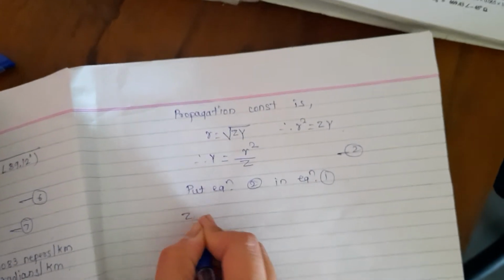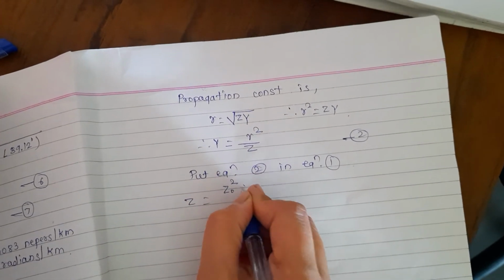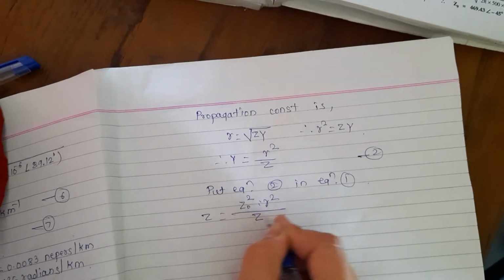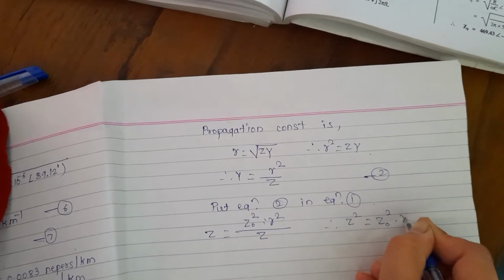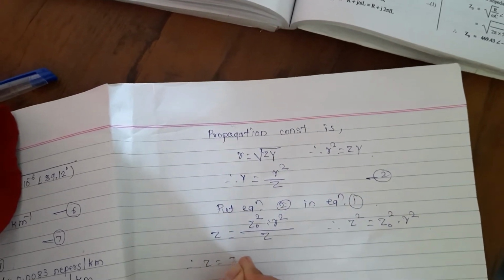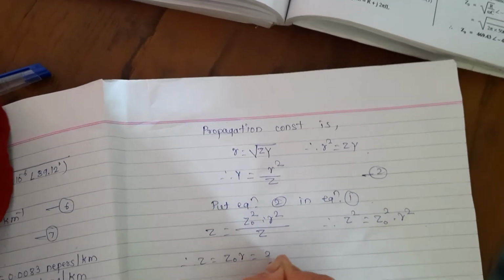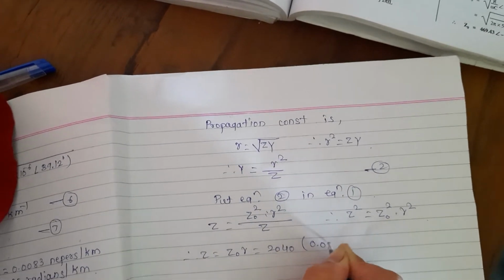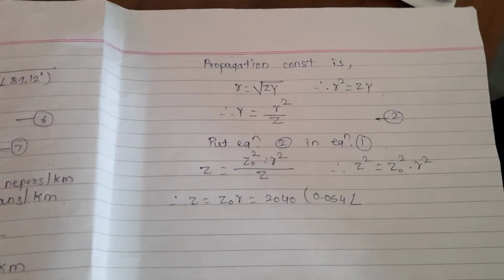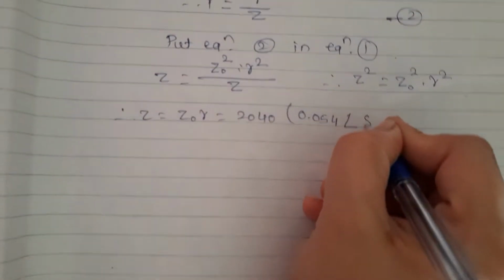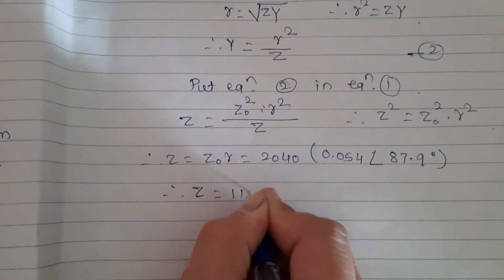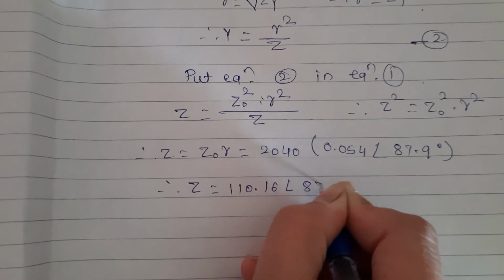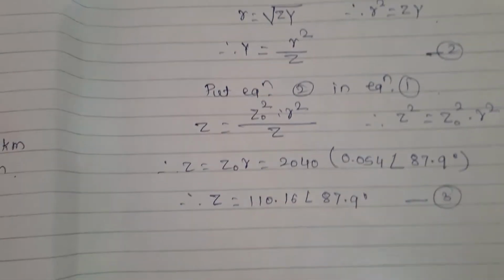So equation 1 becomes Z is equal to Z0 square into gamma square divided by Z. Therefore Z square is equal to Z0 square into gamma square. So Z is equal to Z0 gamma, it is 2040.054 angle 87.9 degree. So we solve this and we get Z is equal to 110.16 angle 87.9. This is equation 3.